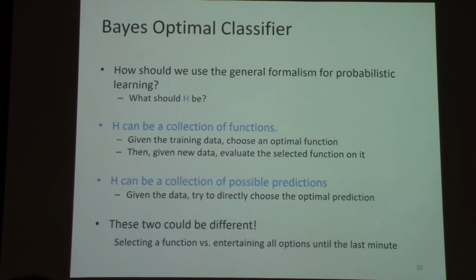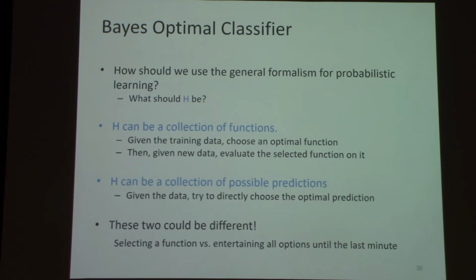Another option is you do not pick a classifier. Instead, you keep the training set, and when a new example comes in, you don't have a classifier. Instead, you try out every possible classifier in the hypothesis space. Each of them gets a vote. The vote is the posterior probability of that classifier. And then you choose the prediction as the one that gets the highest vote or the highest probability. These two can be different, as we just saw in the example.